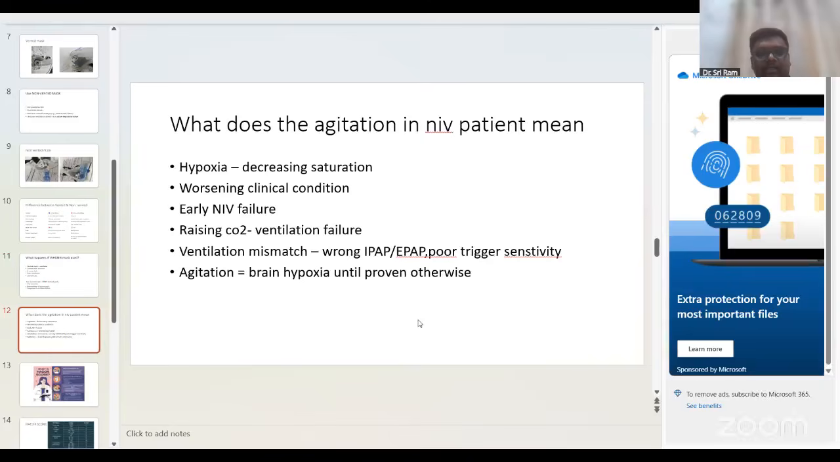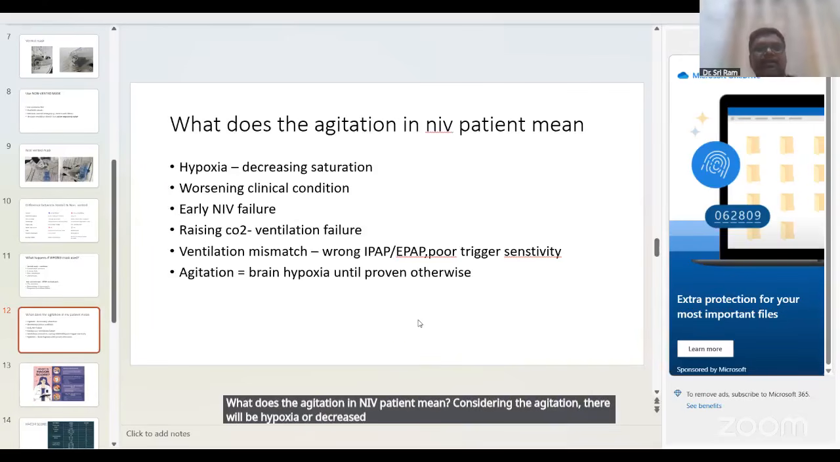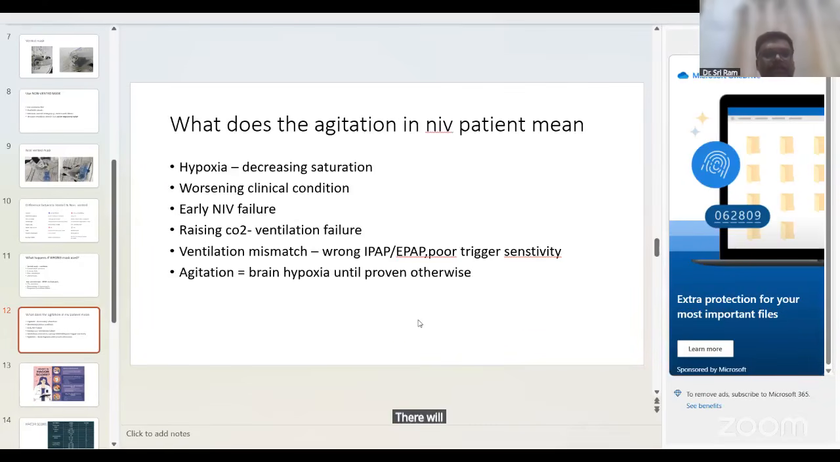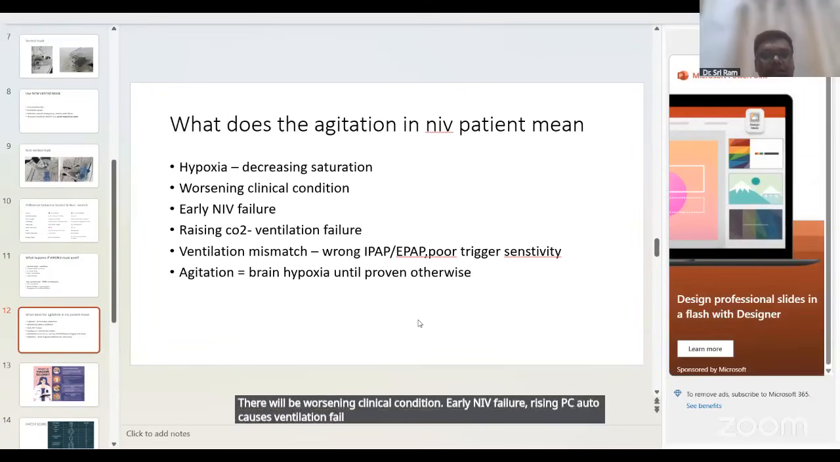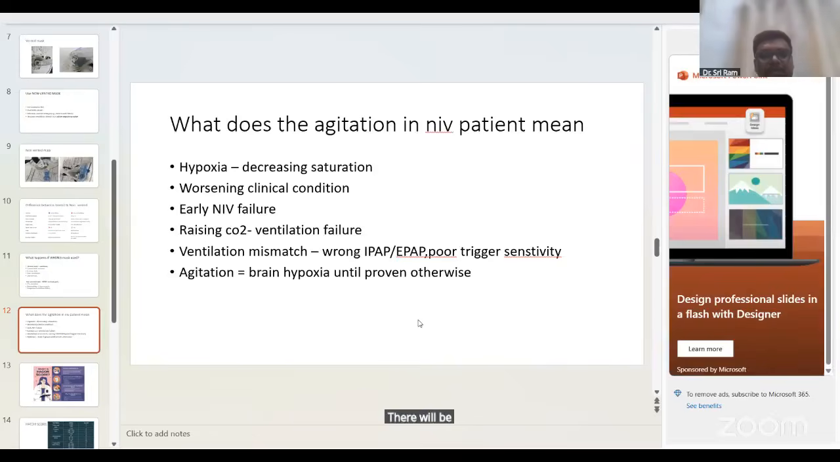What does the agitation in an NIV patient mean? Considering the agitation, there will be hypoxia or decreased saturation. There will be worsening clinical condition, early NIV failure, and rising PCO2 causes ventilation failure. There will be a mismatch of both oxygenation and ventilation.